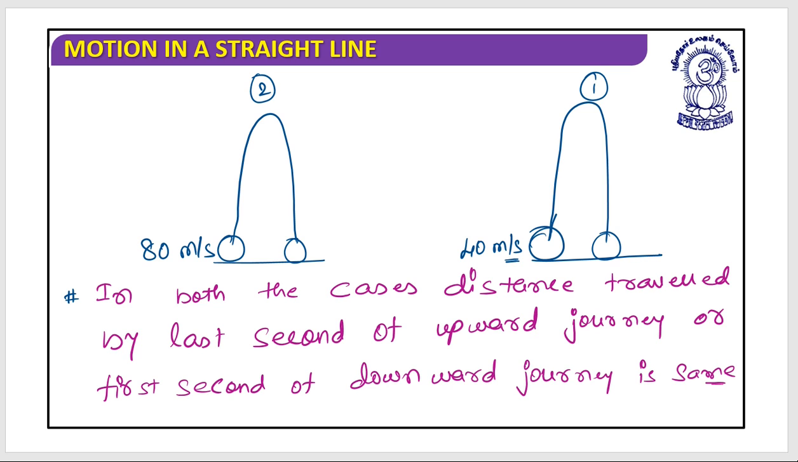This is the golden point. You must remember this. This will help us a lot. So please do remember that the distance traveled by an object in the last second of upward journey or first second of downward journey is always the same. That does not depend on the velocity of projection; with which velocity it has been thrown doesn't make any sense for finding this distance. I hope these things are clear to you.